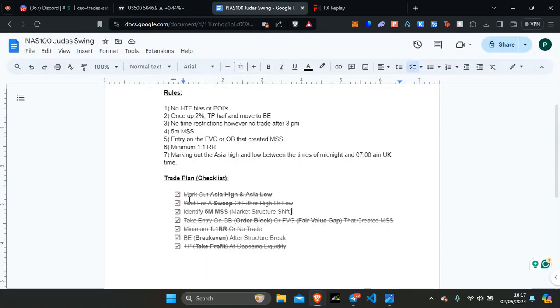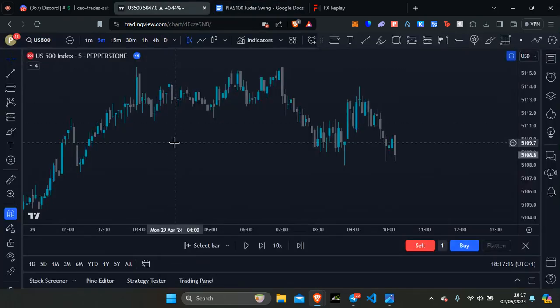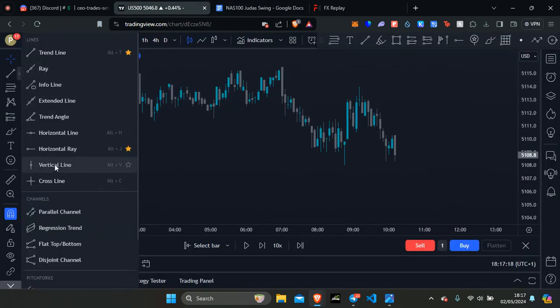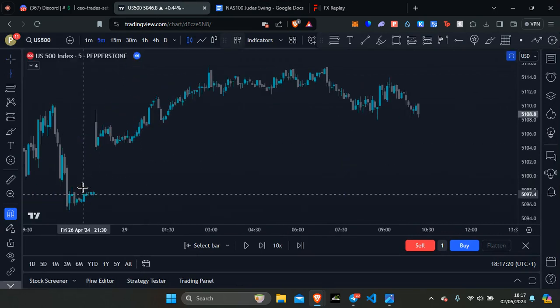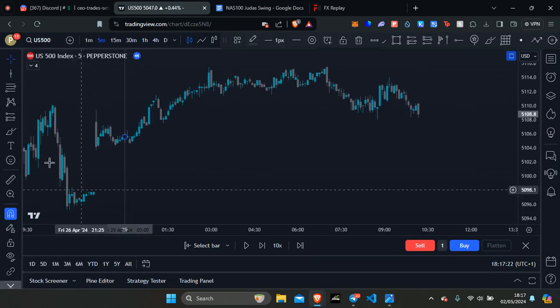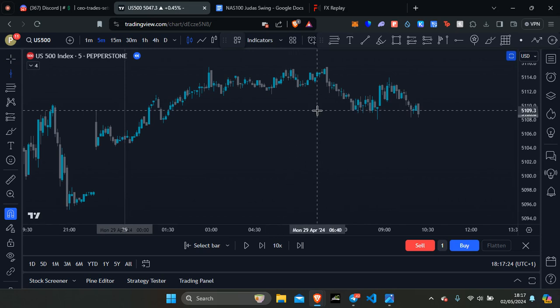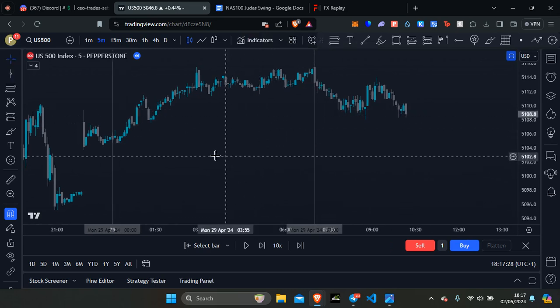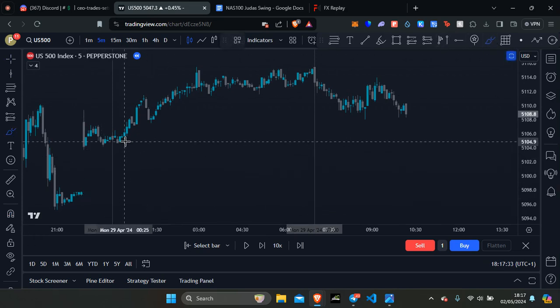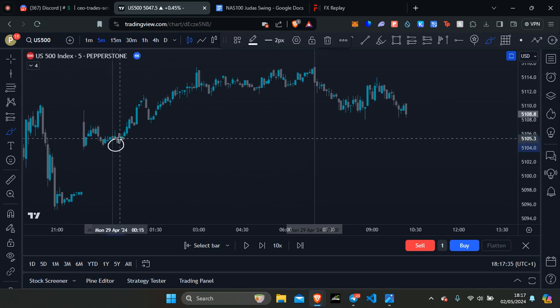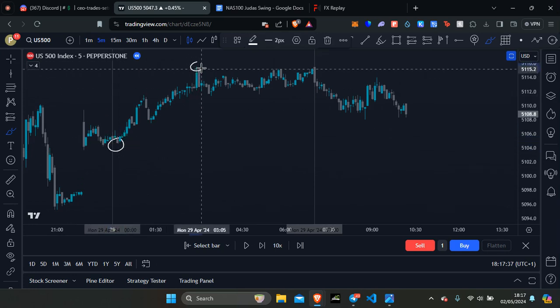So we're just going to go through this checklist one more time so that we can really solidify exactly how this trade should play out. Again, if I grab my vertical line and I place it right here at midnight, and then I take it again and I place it right here at 7 in the morning. Once I've got this, we now come over and we identify the lowest and the highest point within this trading range. So our lowest point would be right here, and then our highest point would be right here.